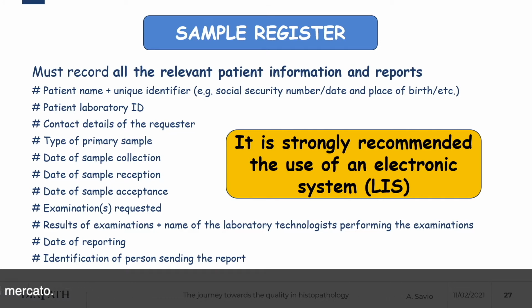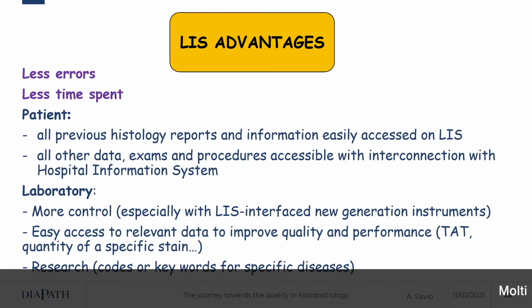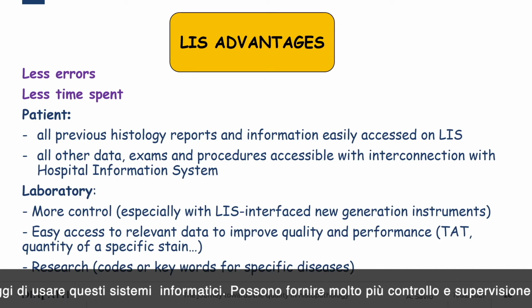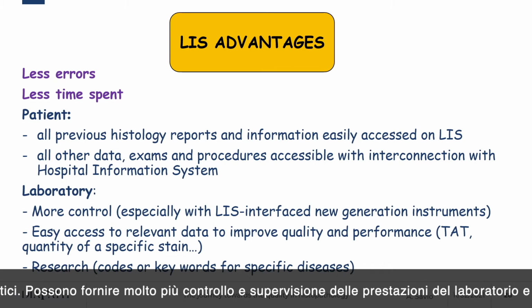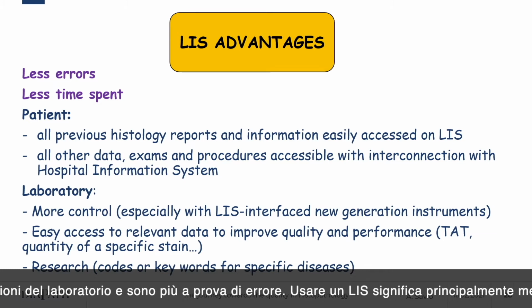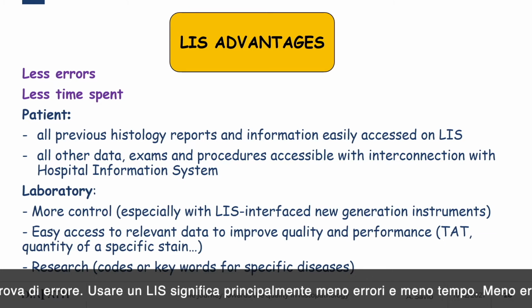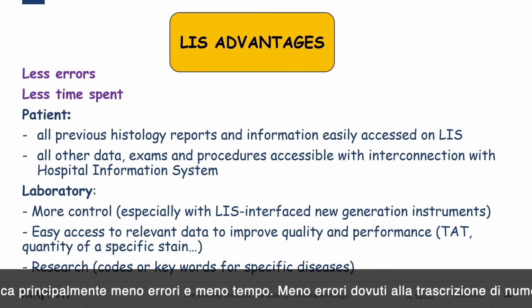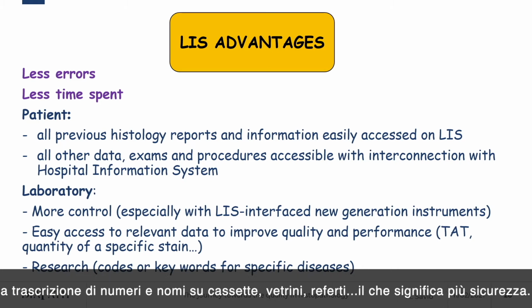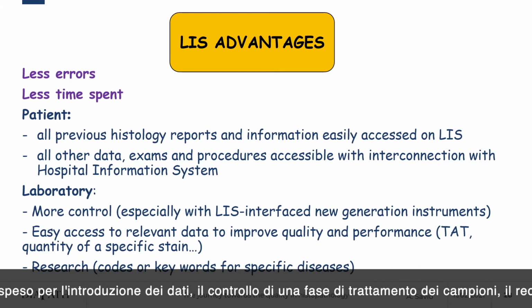There are many different options on the market. Many are the advantages of using these systems. They can provide a lot more control and oversight of performance of the laboratory and are more error-proof. Using a LIS means principally less errors and less time spent. Less errors due to transcriptions of numbers and names on cassettes, slides, reports, which means more safety. Less time spent on introduction of data, checking a sample processing phase, retrieval of all cases.